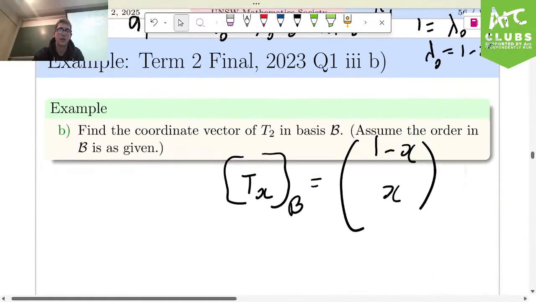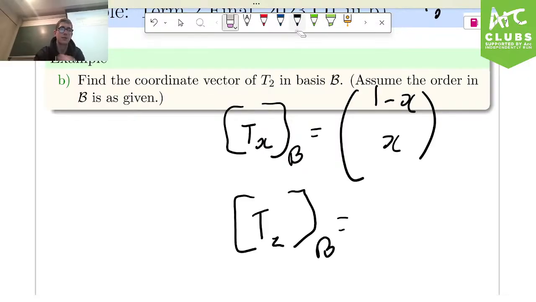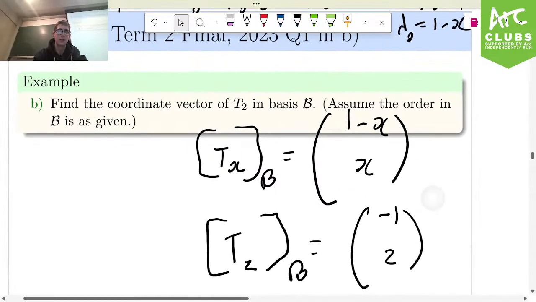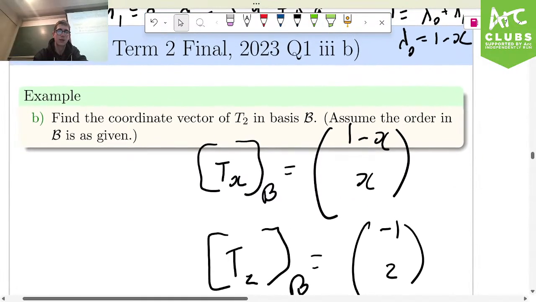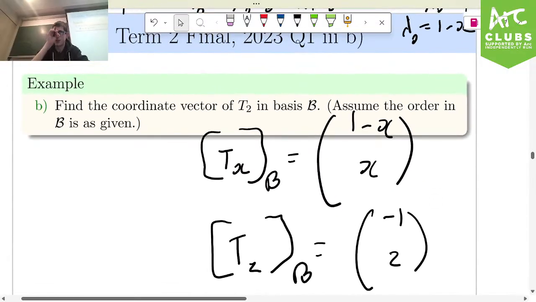Okay. And then specifically for T2 in this basis, I'm just getting a bit ahead of myself, right? The transformation substituted by 2 instead of X would be subbing in -1 and 2, because we're trying to express 2 here. I believe that would work out. Yeah, it seems good. Now let's go back.